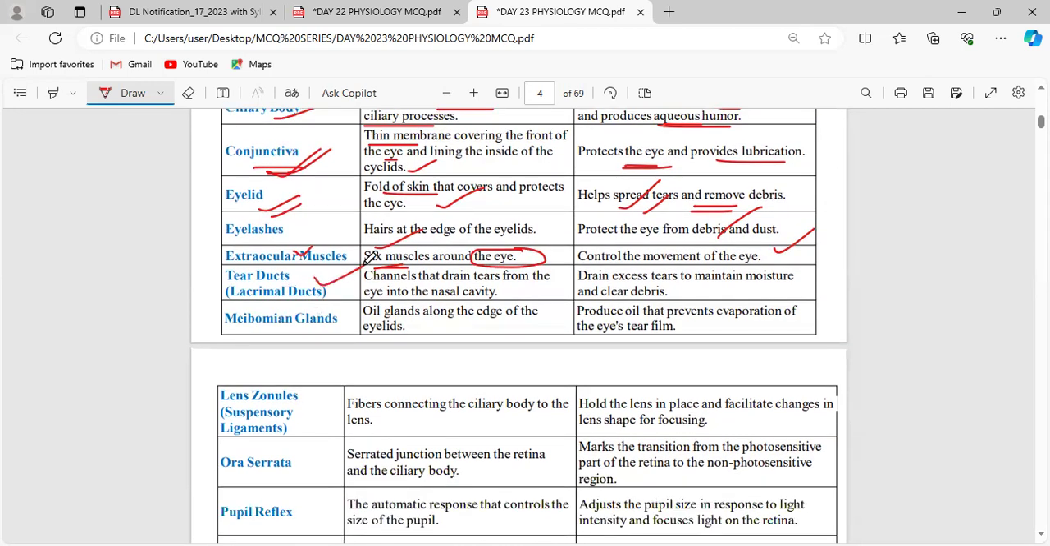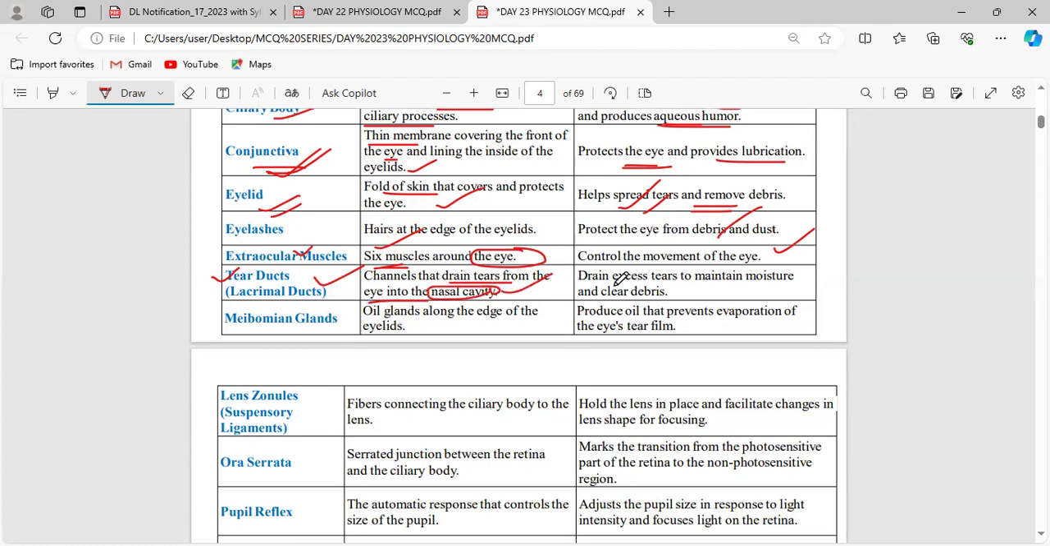Now, what are tear ducts? See, we get tears only from the eye. No other part is responsible for tears. So there has to be a structure involved in the process of getting the tears out of the eye. That structure is called the tear ducts. We also call them the lacrimal ducts. They are the channels that drain tears from the eye into the nasal cavity.